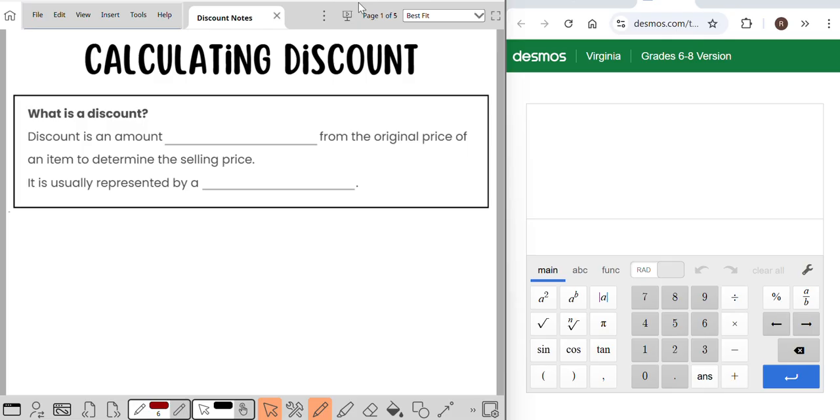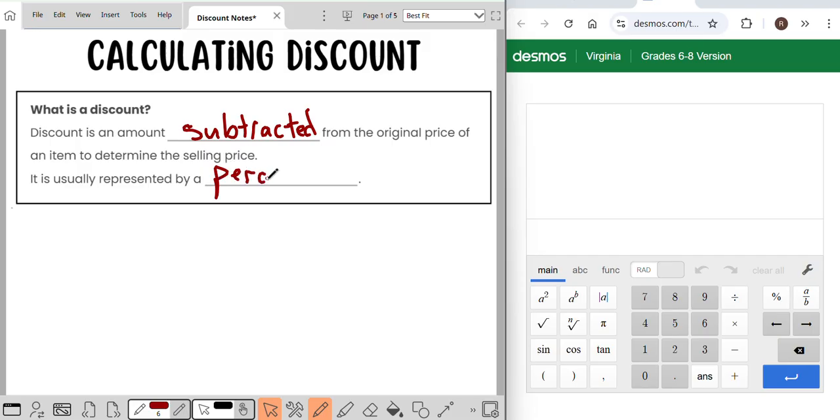What is a discount? A discount is an amount subtracted, that means taken away, from the original price of an item to determine the selling price. The selling price is what you will pay. A discount is usually represented by a percentage. And like I've told you before, sometimes I just use that to represent percentage. So a discount is the amount that is subtracted when you buy something on sale.